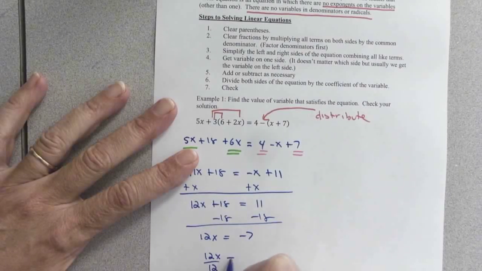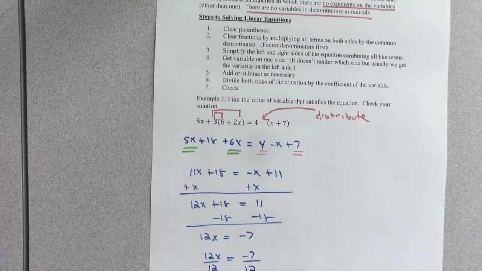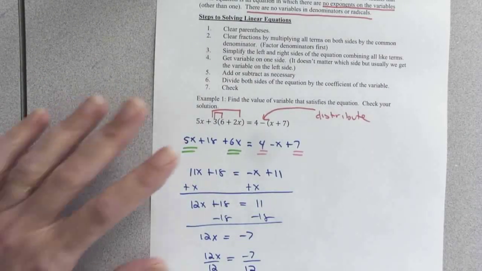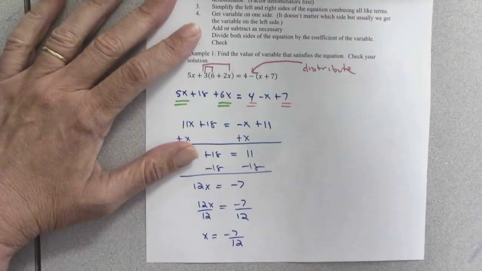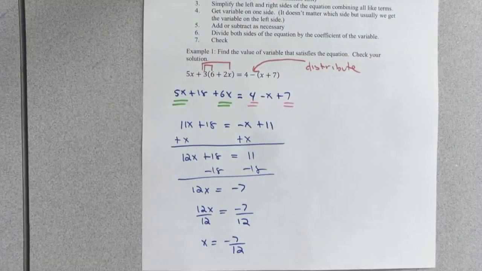And then divide, and I get x equals negative 7/12. And there's my happy answer. Do not give me a decimal unless I gave you a decimal. I want what's always called the exact solution.